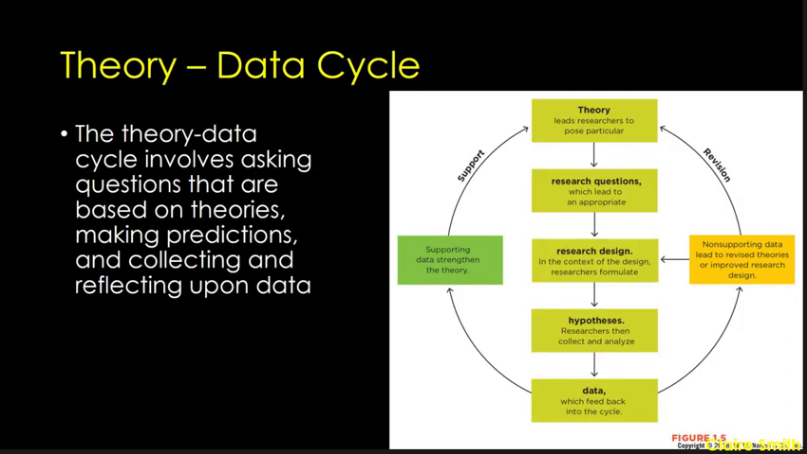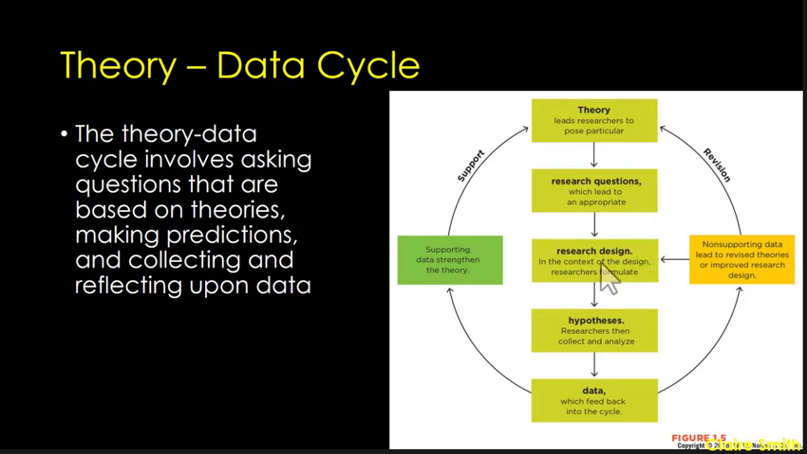So typically, we use the theory data cycle in science. Scientific method is kind of another name for this, to come up with research, to do the research, and to revise the research. So it involves asking questions that are based on theories, making predictions, and then collecting and reflecting upon data. So you start with the theory. So you think, why is the sky blue? You research questions. Well, maybe when it's more rainy, it's because there's water on the earth. I don't know. So in places there's less water, would the sky be less blue?